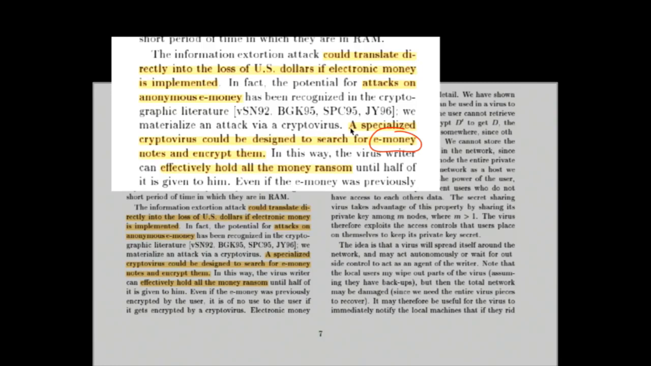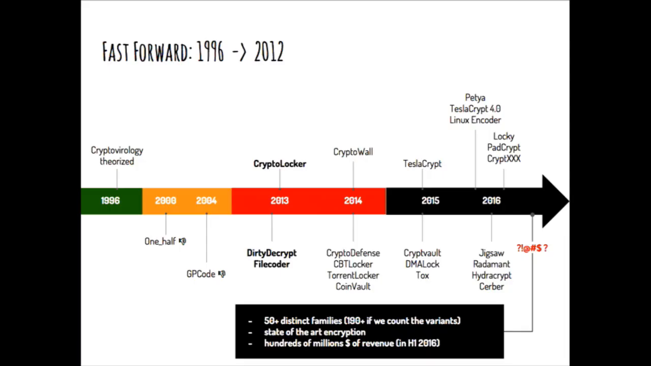Still thinking about 20 years ago. A specialized cryptovirus could be designed to search for e-money nodes and encrypt them, effectively holding the money as ransom. This is kind of what happened, right? It's slightly different. We're not using electronic currency as the subject of ransomware, but we're using electronic currency to pay for ransomware. So it is kind of fascinating to find something like this so far ahead of its time.